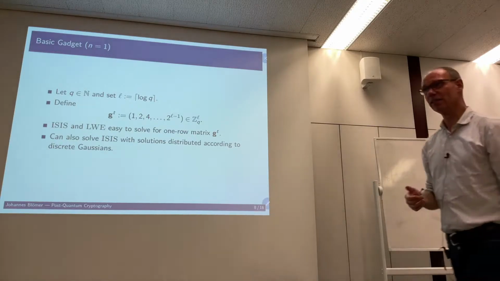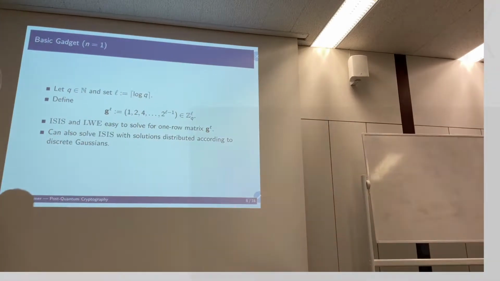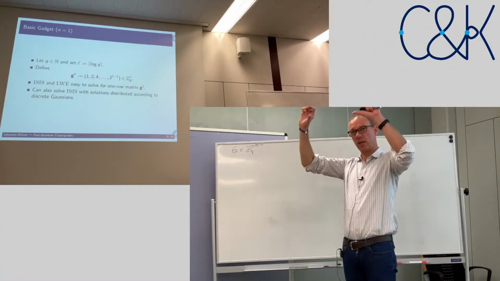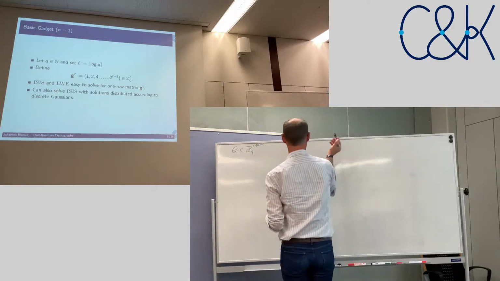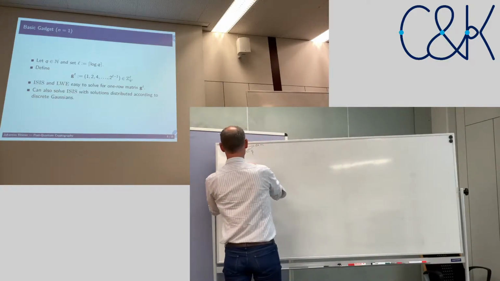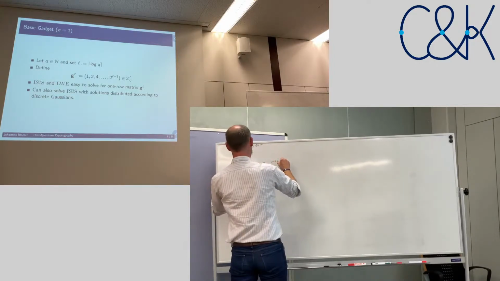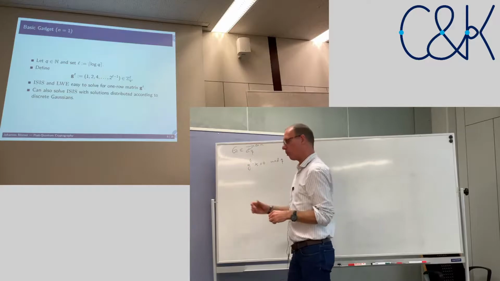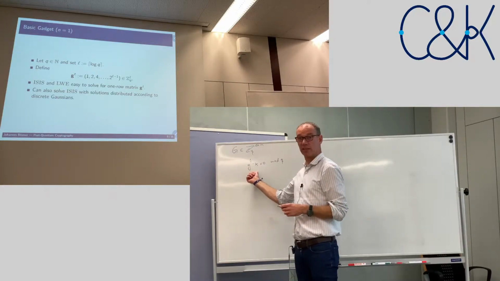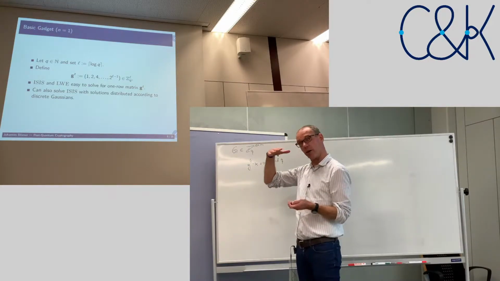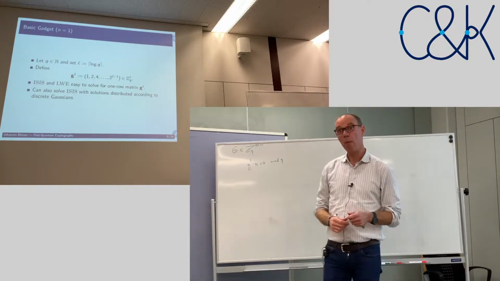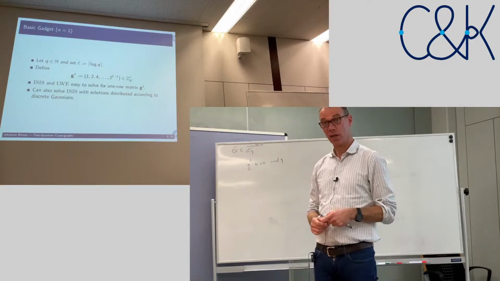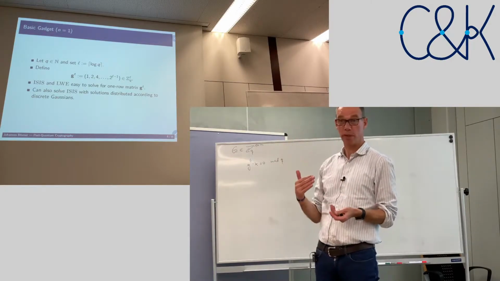But you can easily see that if I have a row vector here, like let's look at ISIS. Using that terminology, we want to look at x such that this is 0 mod q. Well, there are many vectors x that satisfy this, right? They are all in the kernel of this thing, and the kernel has dimension m minus 1. So there are q to the m minus 1 many solutions.